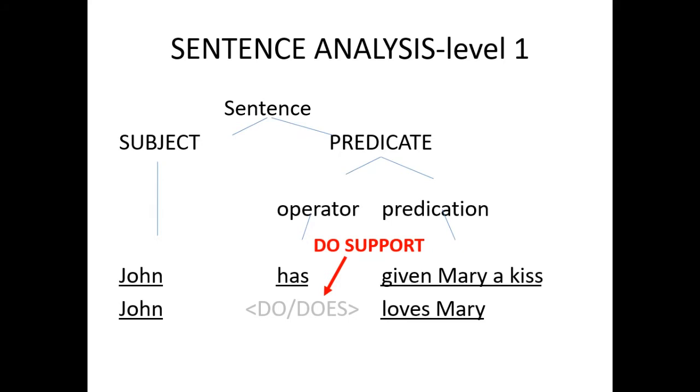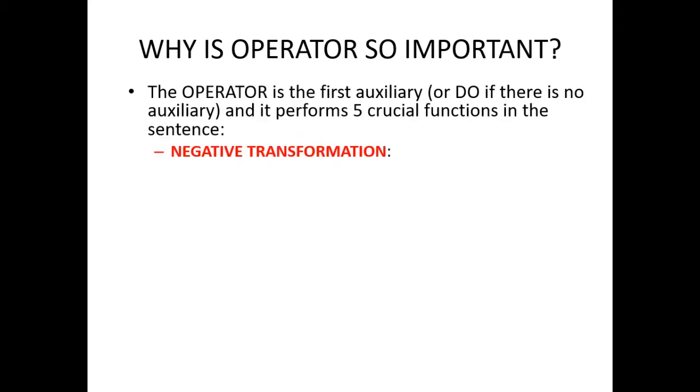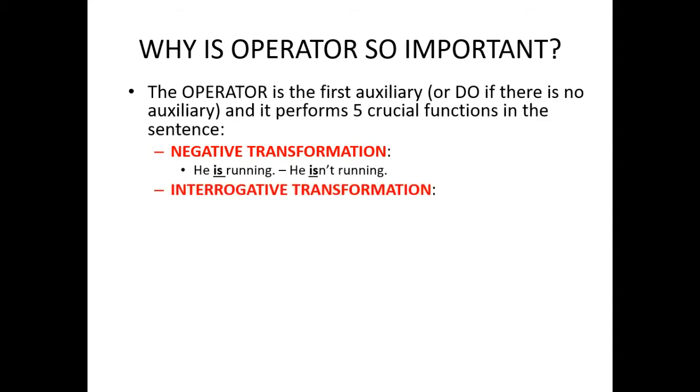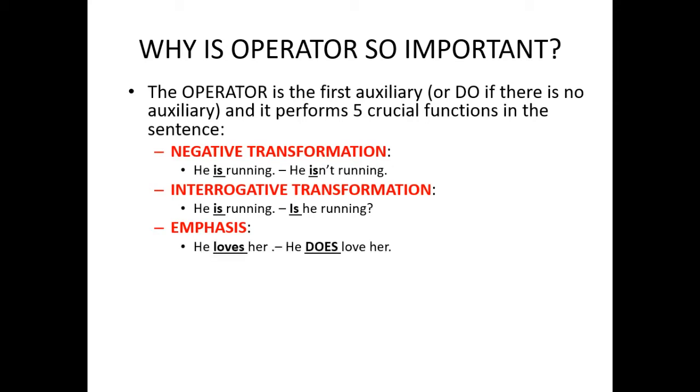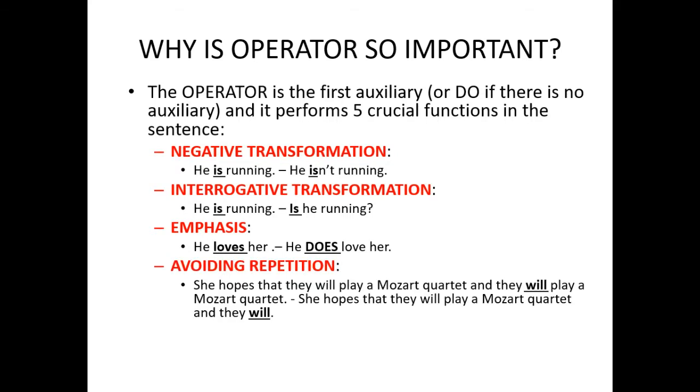So the operator is so important because, as I mentioned, it allows you to make a negative transformation. He's running, he isn't running, interrogative, is he running, emphasis. Instead of saying he loves her, you say he does love her. It allows you to avoid repetition, so: they will play a Mozart quartet. No, she was hoping they will play a Mozart quartet, and they will. So instead of repeating everything two times, you just use the operator.